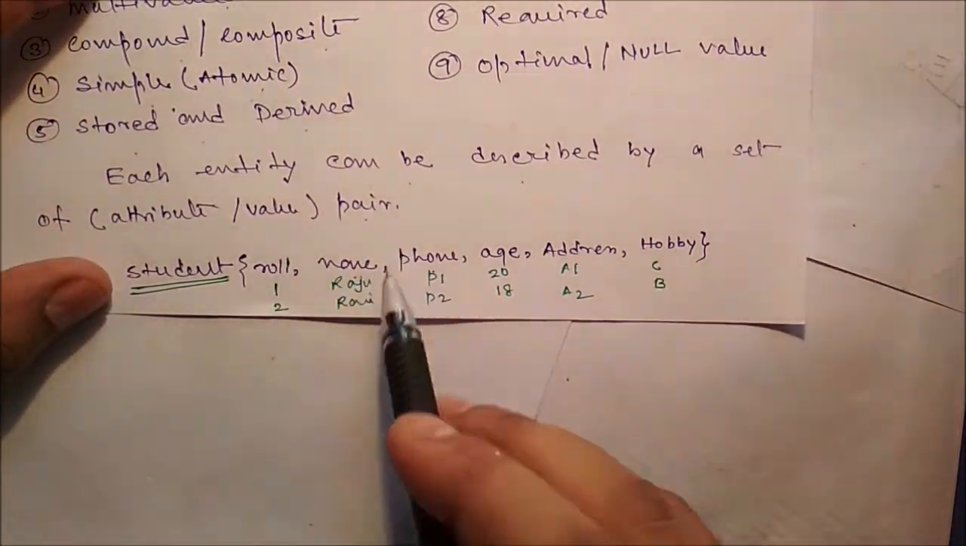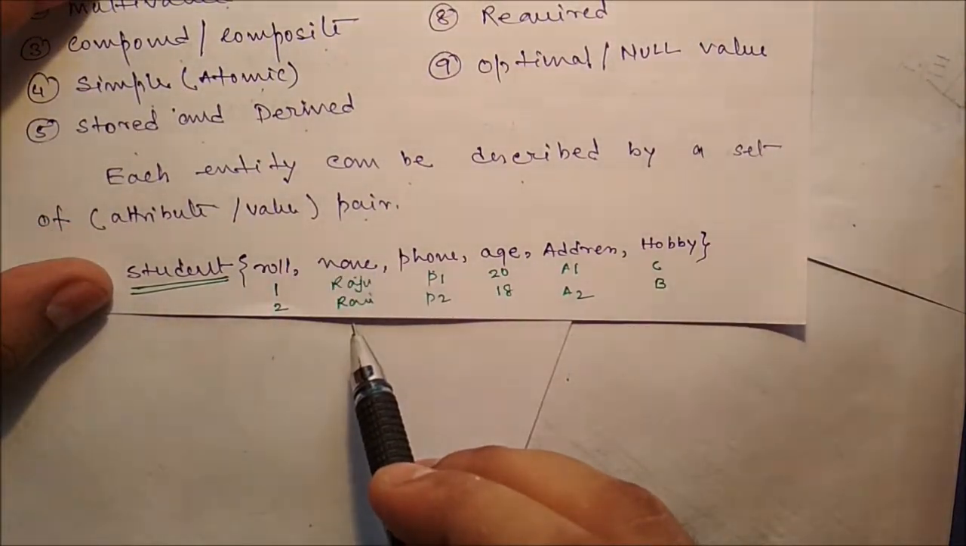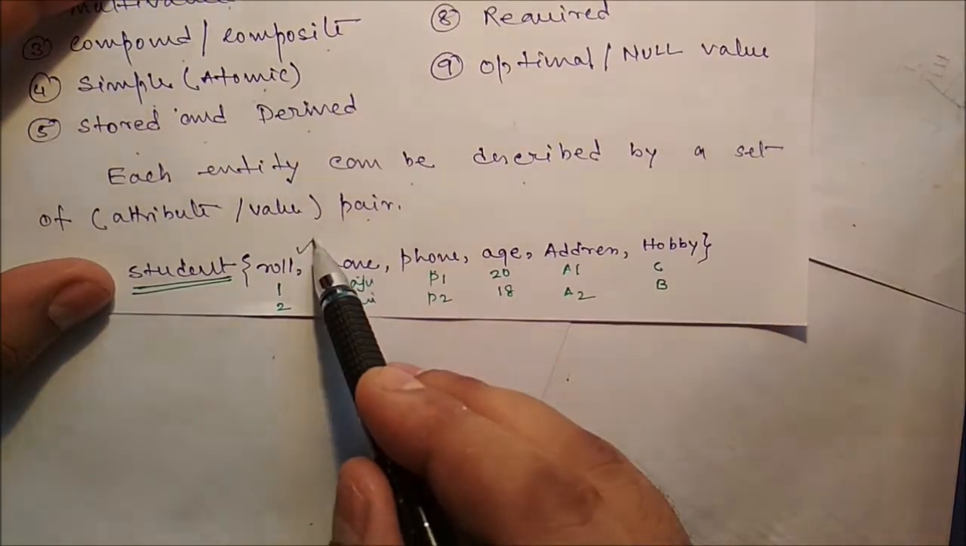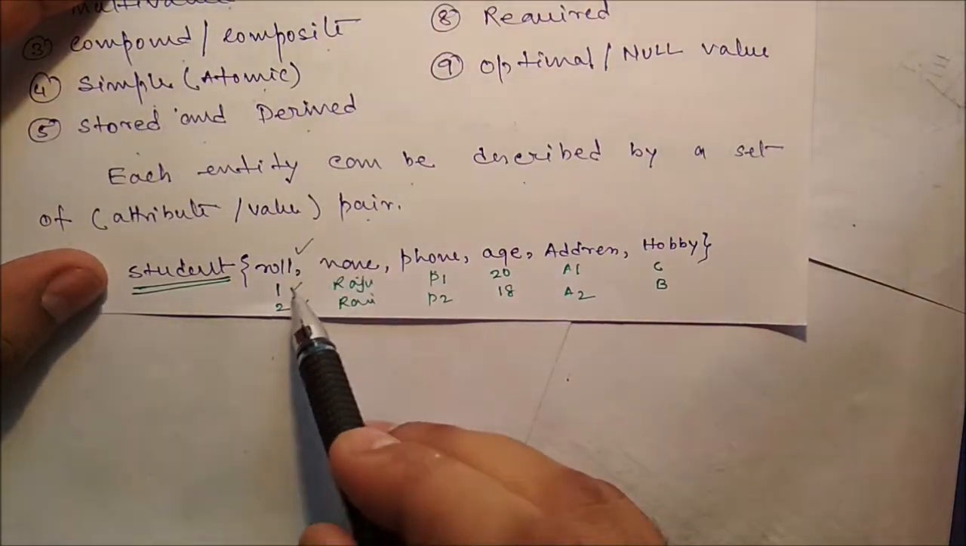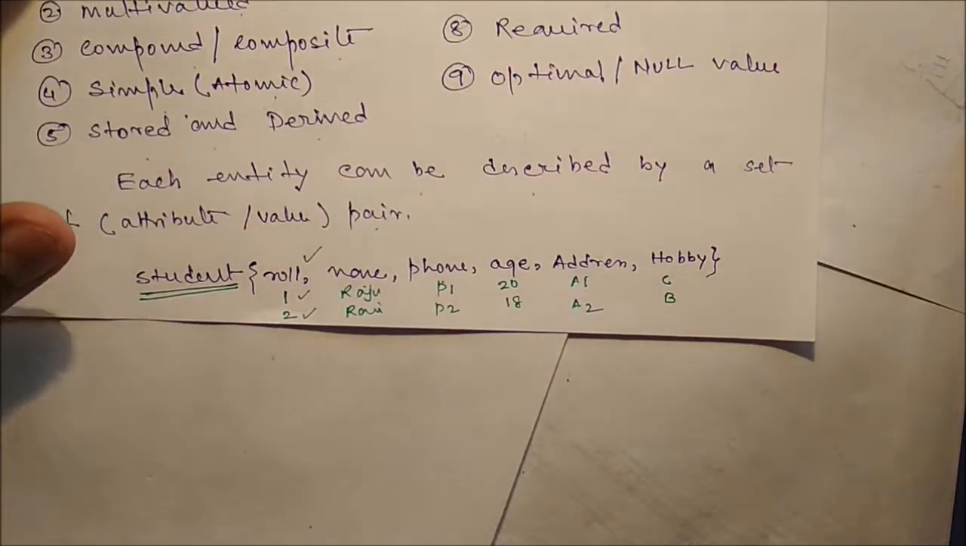So this is what it means that each entity can be described by a set of attribute value pairs. This is the attribute and these are the values. Through this attribute value pair we can identify each and every entity.